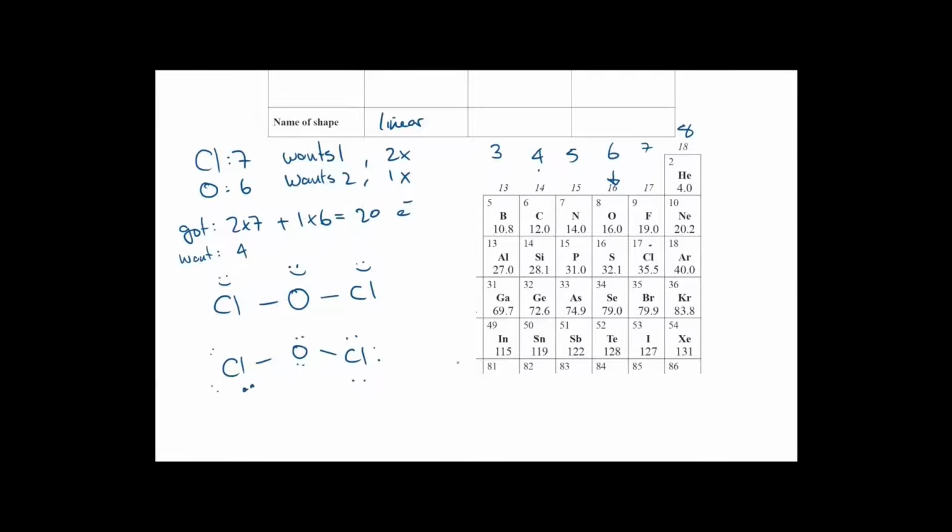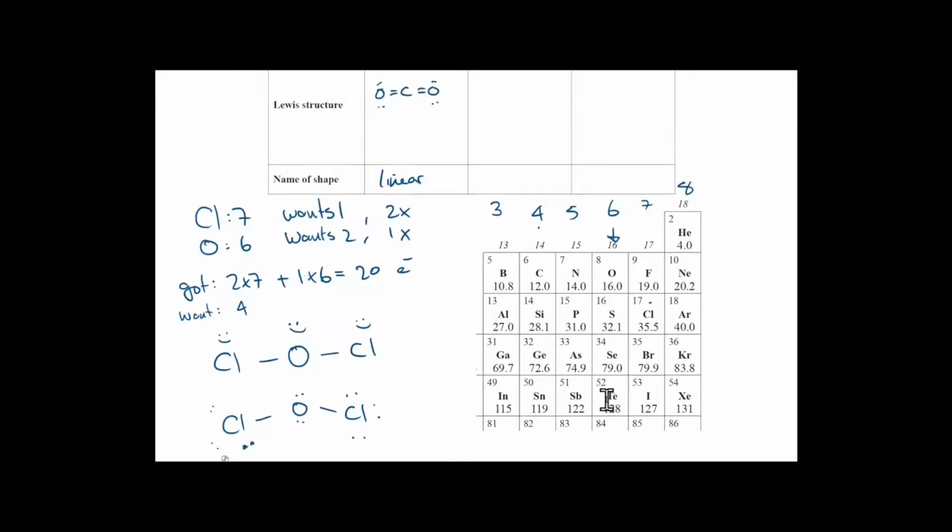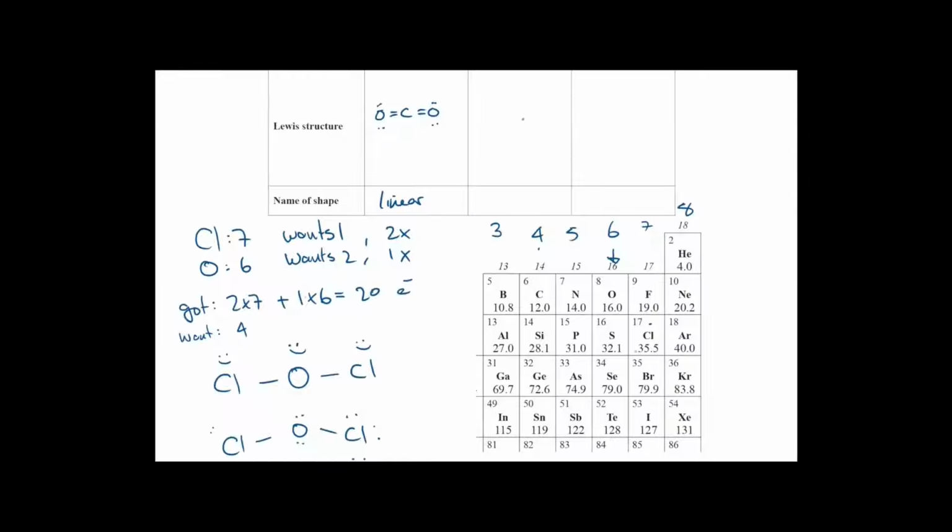So now what do we need to do? We need to work out the shape of these things. So let's do, okay, what's the shape going to be? Well, we really have to go to VSEPR for this. And this is going to be polar. These are more electronegative, so this is going to bend it. So this is going to be bent, isn't it? It's going to be planar bent.